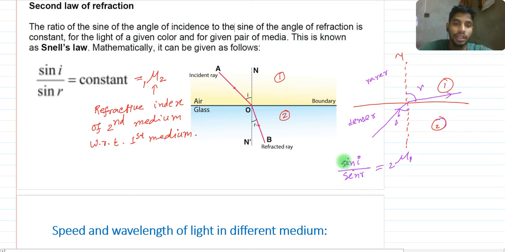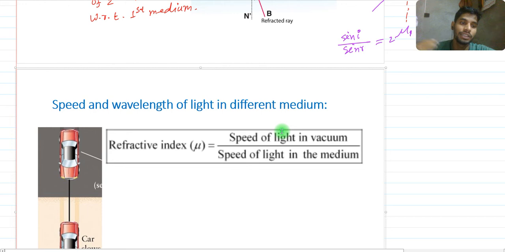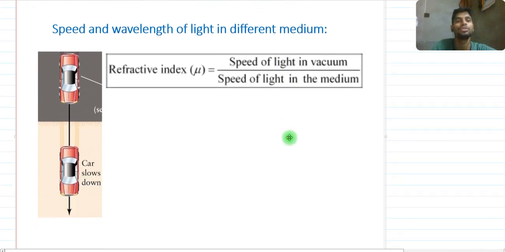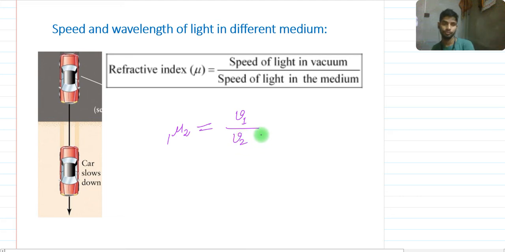And I have also told you that when light moves from one medium to another, it bends because the speed changes. So there is a relation between the refractive index and the speed of light in a medium or between mediums. The refractive index of the second medium with respect to the first medium equals the speed of light in the first medium with respect to the speed of light in the second medium.